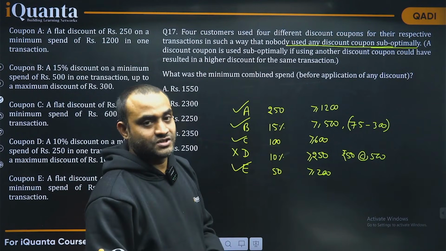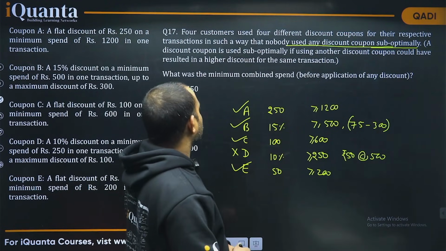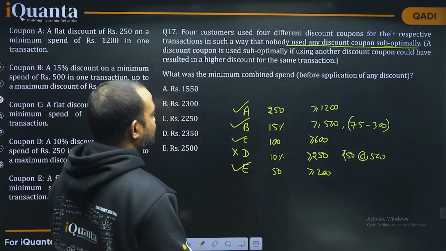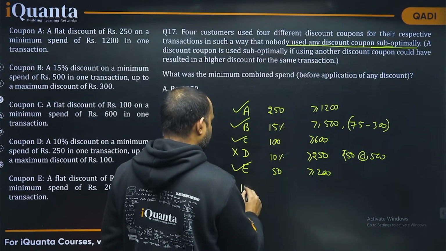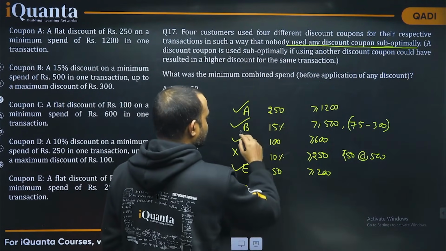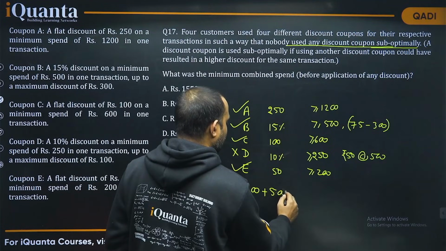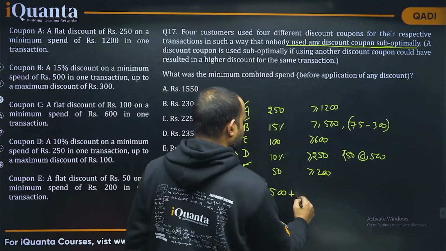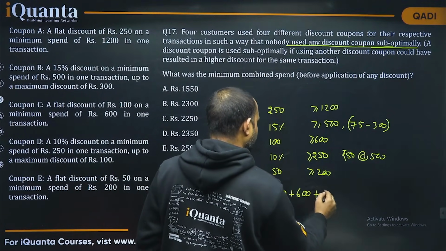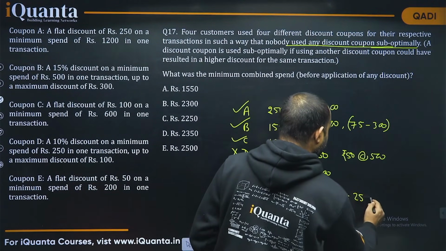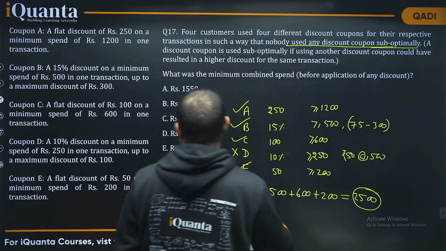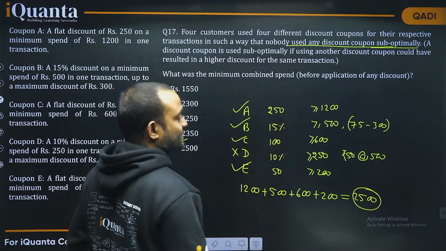So the question is: in a factory, there are three types of products, A, B, C. What was the minimum combined spend all workers employed? In case of A, the minimum combined spend needed is 1200. In case of B, the minimum amount spent is 500. In case of C, it will be 600. In case of E, it will be 200. And this total amounts up to 2500 rupees. So the answer is option E, right?